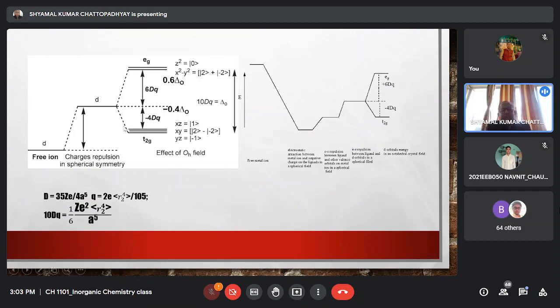So this is a partial energy picture which depicts only the electron-electron repulsion. This is a full-blown energy picture where we have both the electrostatic attraction and repulsion as well as the crystal field splitting. All of them have been taken into account.